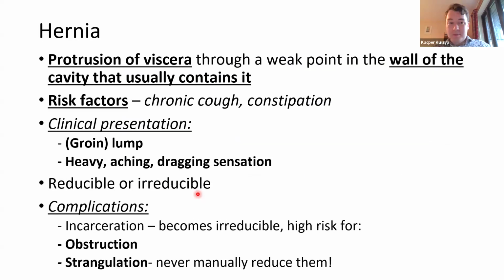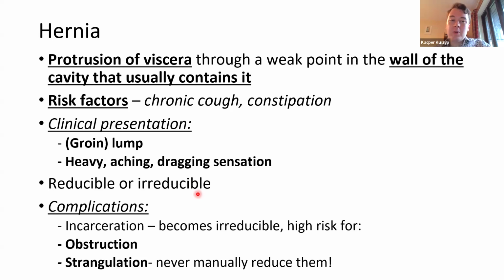Let's talk hernias. A hernia is defined as protrusion of viscera, things such as bowel, through a weak point in the wall of the cavity that usually contains it. And typically we will be talking about bowel protruding through the abdominal wall. There are a few risk factors: chronic cough or constipation, things which will increase the intra-abdominal pressure, trying to push the viscera out of the space.